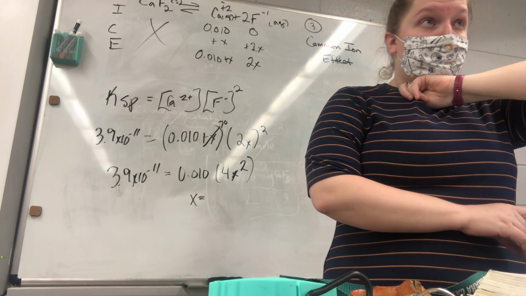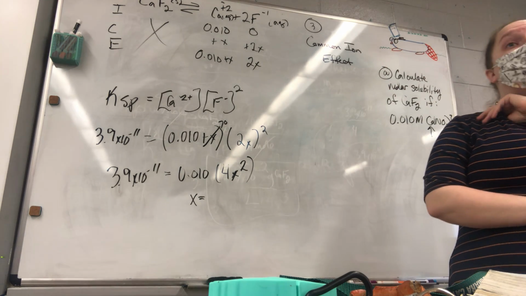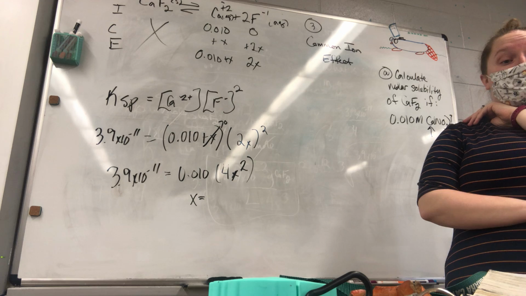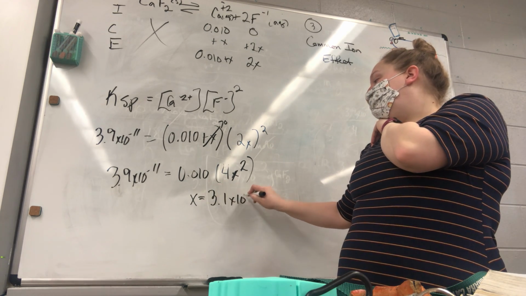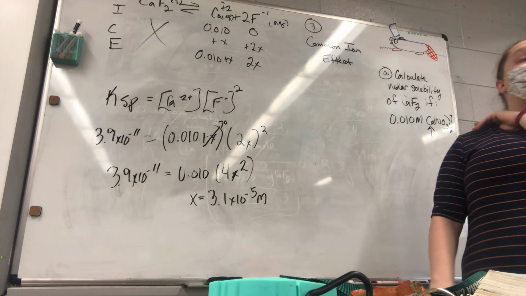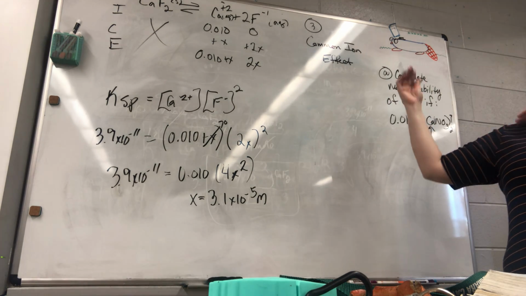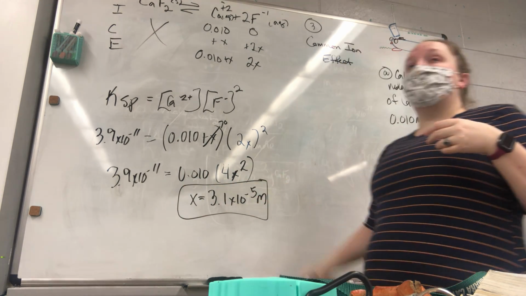Sounds about right to me. Anyone else get the same number? 3.1 times 10 to the negative 5th? Yes. Okay. Remember that when we solved for X in the previous problem, that's what the molar solubility was. So that's your molar solubility. That's the end of the question.